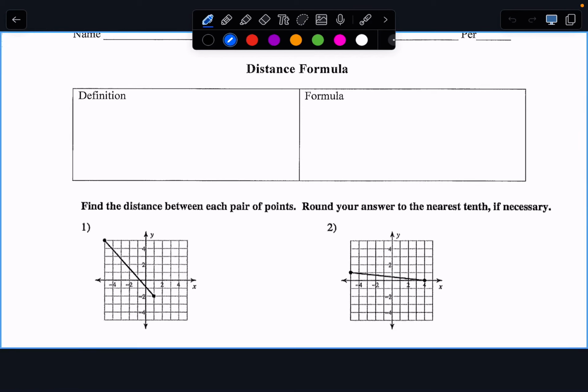We are on page 19, and we are focusing today on finding the distance between 2 points. So, the distance formula. What is the distance formula?